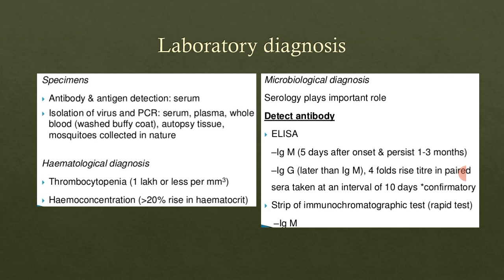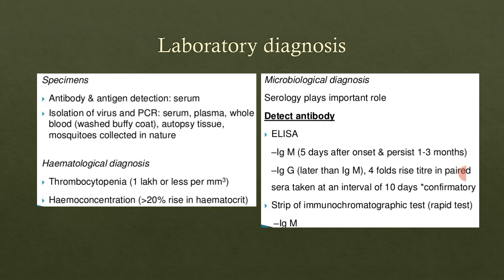And that will be produced in the higher concentration, and that will remain also for later stages. So if IgM is getting diagnosed, we can say early infection. If IgG is getting diagnosed, we can say the latent infection is present.